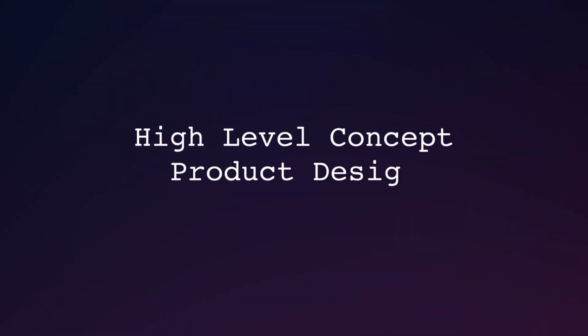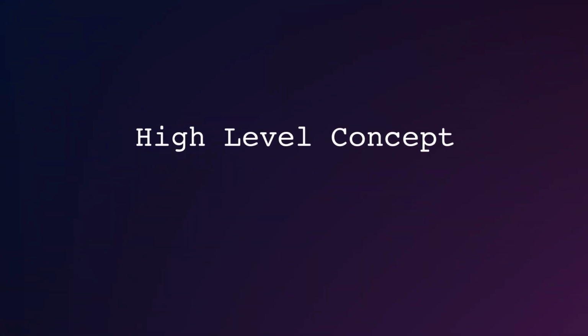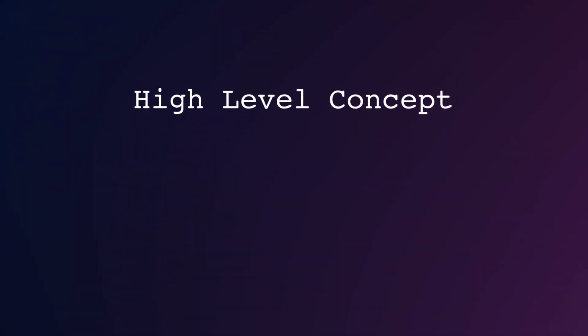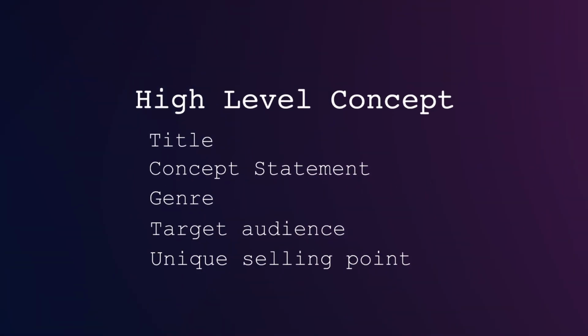Now what does that look like? Well, essentially that's up to you. It depends on what your needs are and how detailed you want to make it. Let's look at an example that follows a really standard GDD structure. This document has three main sections: high-level concept, product design, and game design. Let's look at the first one. High-level concept is almost like an elevator pitch. It includes stuff like title, concept statement, genre, target audience, and unique selling point.